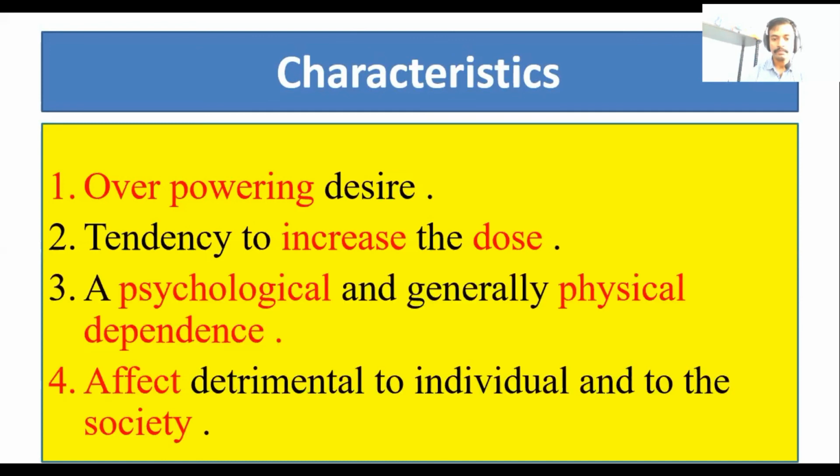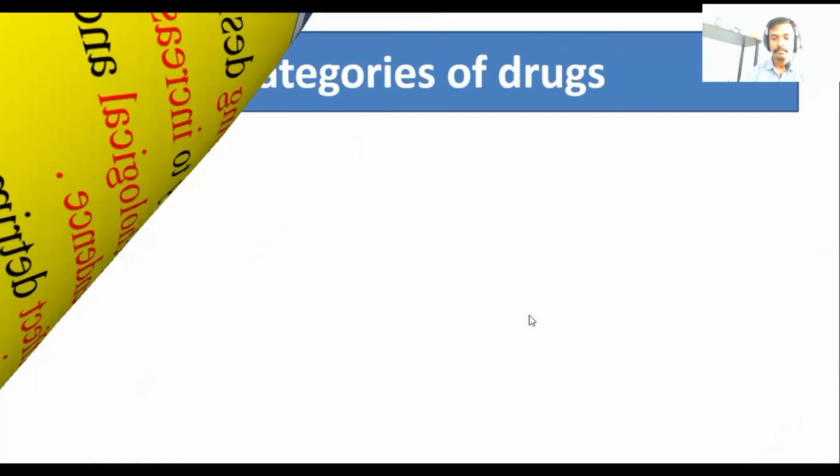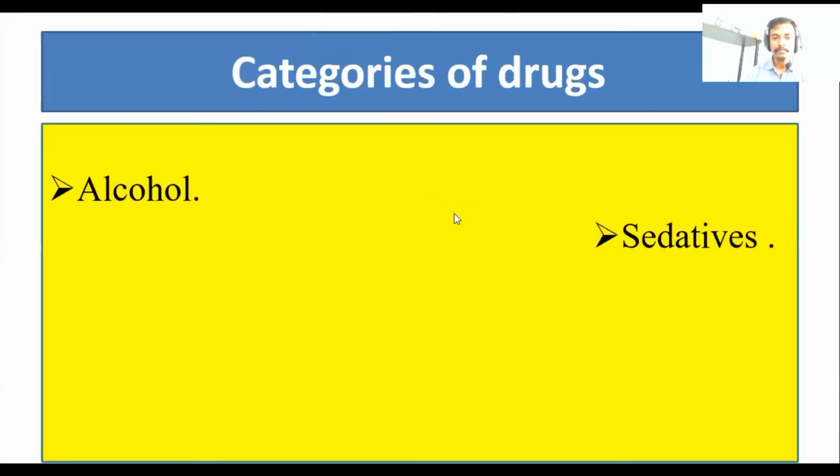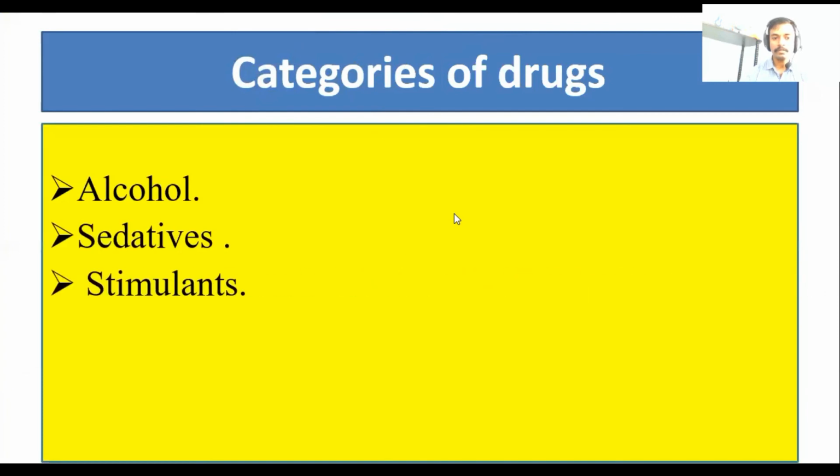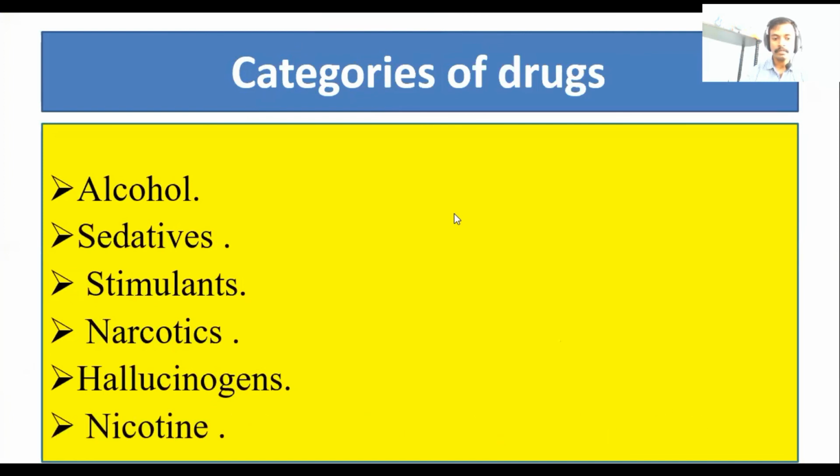Then it affects society. Not only the individual, it affects the whole society. Students, the fact is that various crimes in India, including rape and murder, have as the main cause a person using substances or drugs. These are real findings. The categories of drugs: alcohol, sedatives, stimulants, narcotics, hallucinogens, and nicotine.